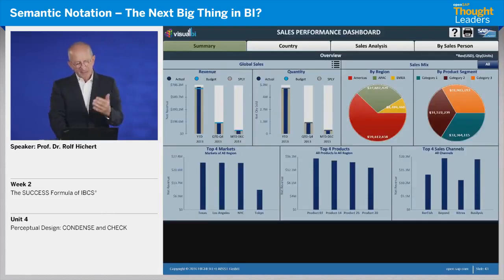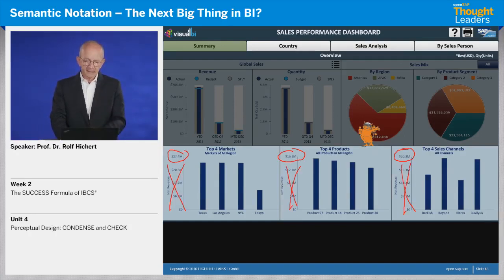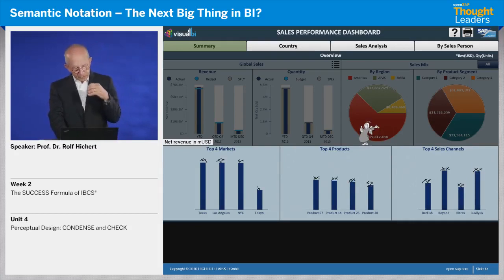The other one is, I come back to this dashboard we had before, it's not using the same scale for different charts. Here, I look only at these 3 charts at the bottom. We have these top 4 markets and top 4 products and top 4 sales channels. We had it before, but it's not properly scaled, because if we scale it properly, we don't need the labels at the axis. We don't need them, but we rather scale it properly, label it properly, and then it's easy to understand.